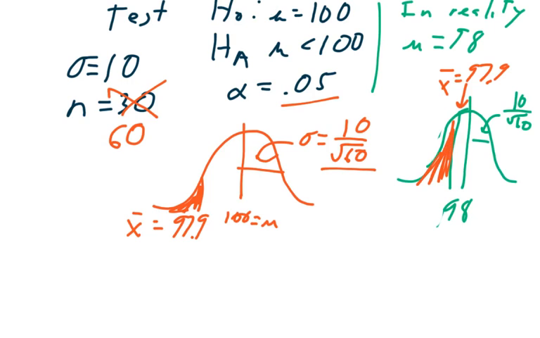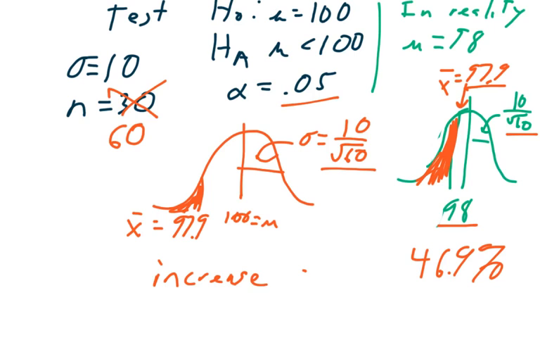And so we're shading all of this stuff over here. So we're doing our normal CDF up to there. Here's my mean and standard deviation. And so what is the power going to be this time? Here we have a power of 46.9%. So when we increase sample size, we increase our power.